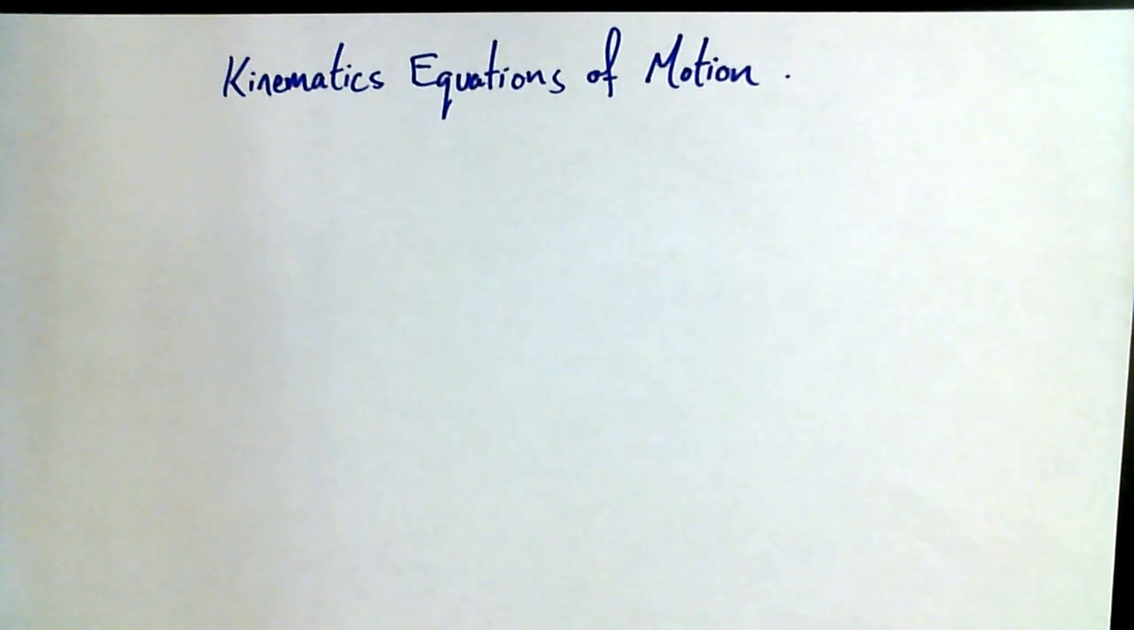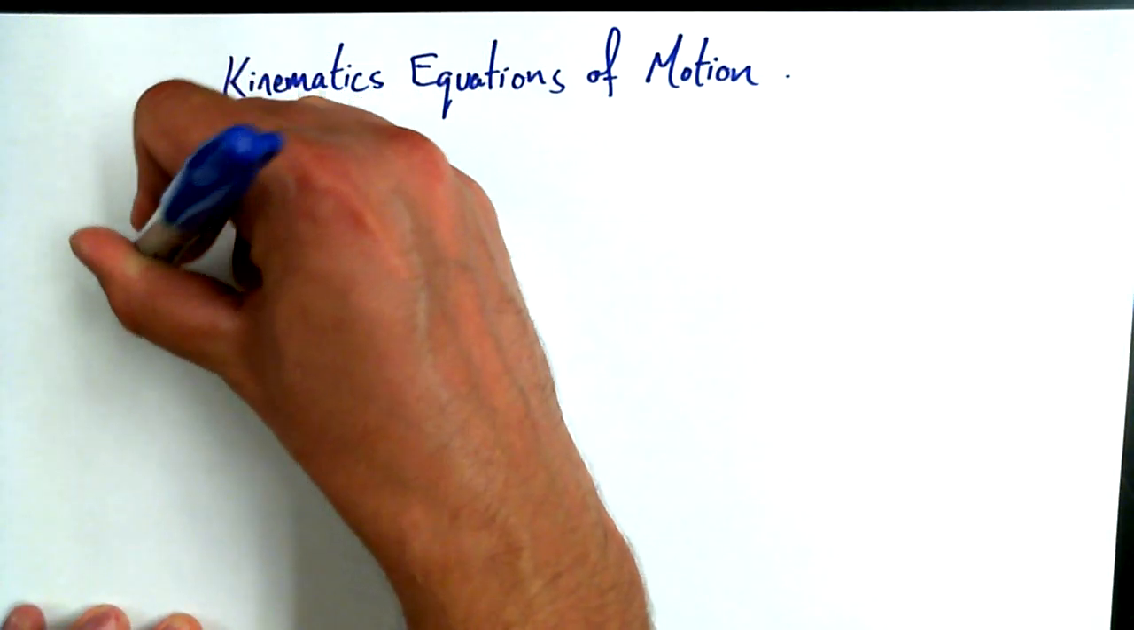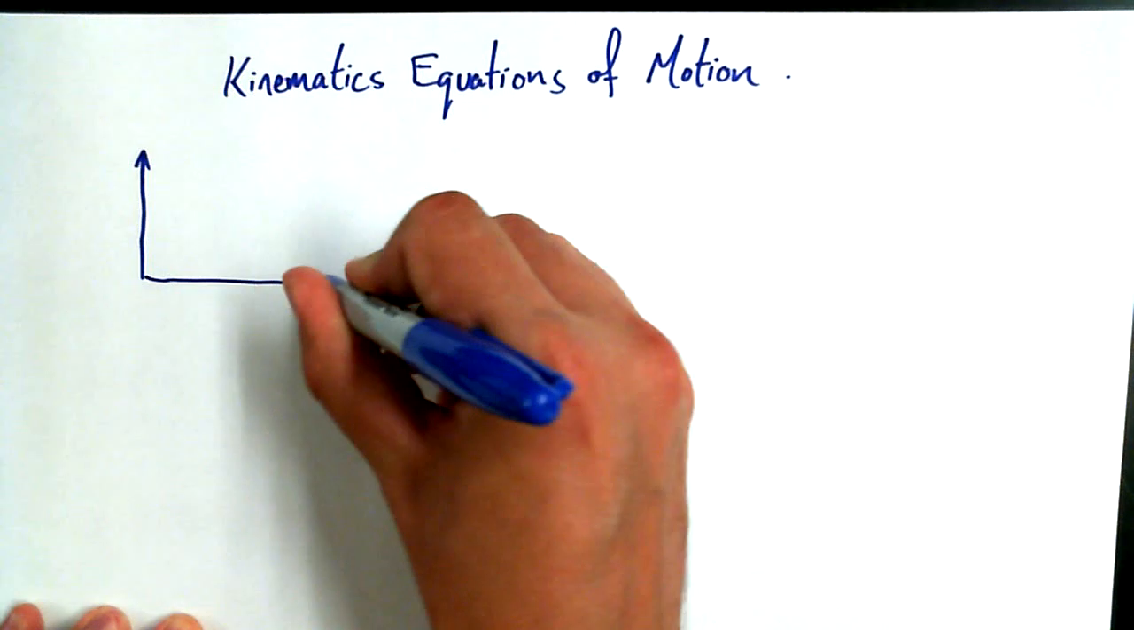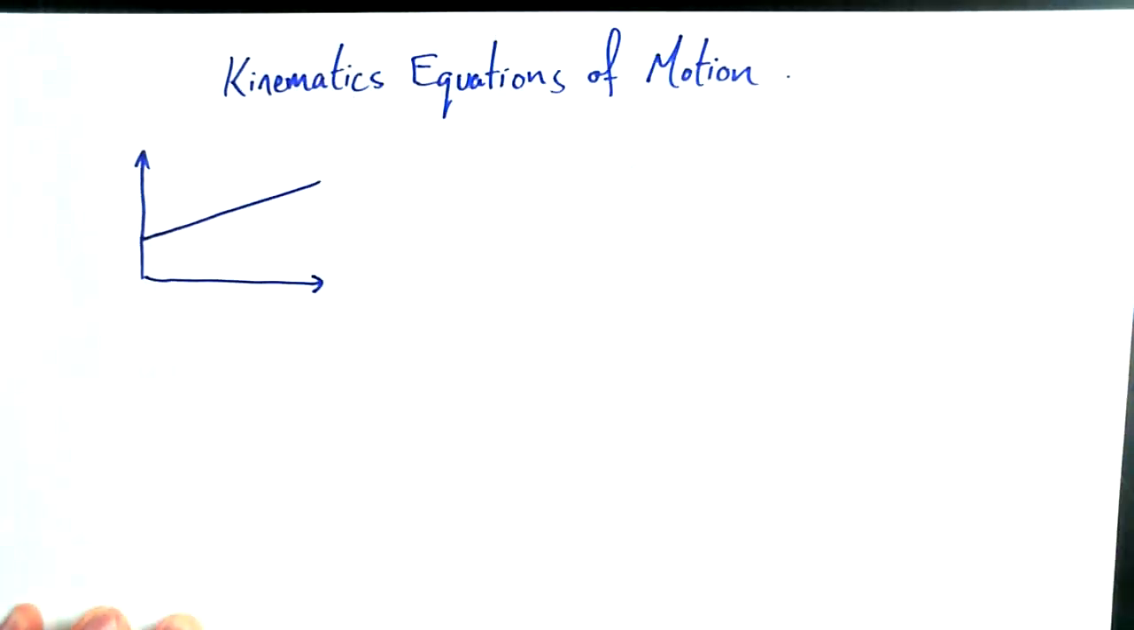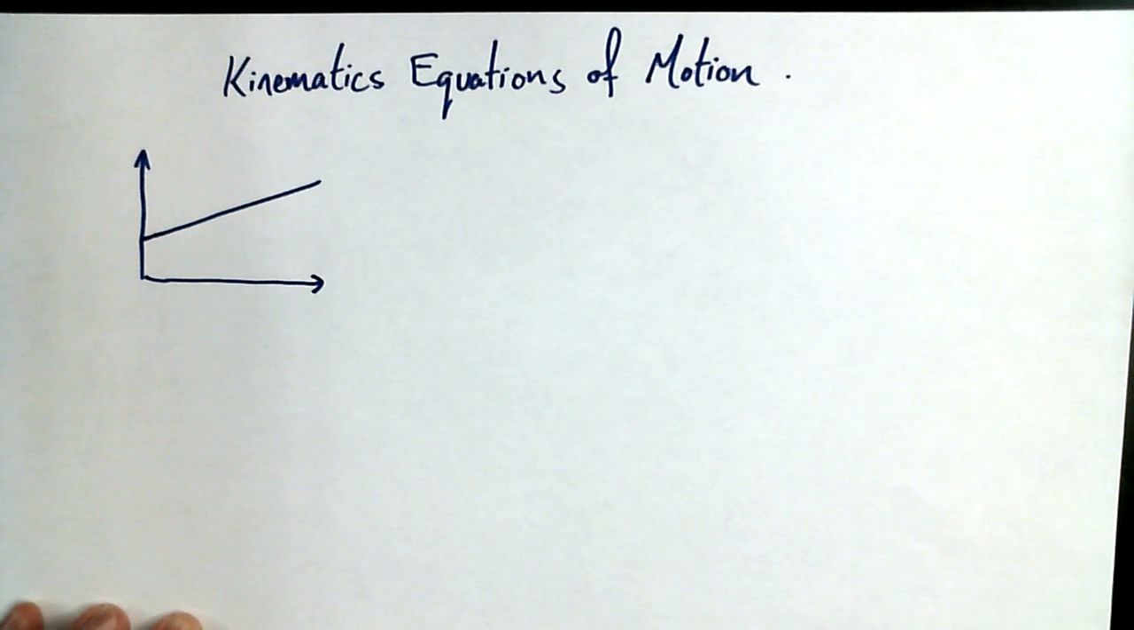Kinematics equations of motion. To facilitate this conversation, I would really like to have a graph, okay? So bear with me for a second. I'm going to ask you to sketch this graph as well. It's going to be a VT graph, and I would like it to intersect with the vertical axis above the zero, okay?